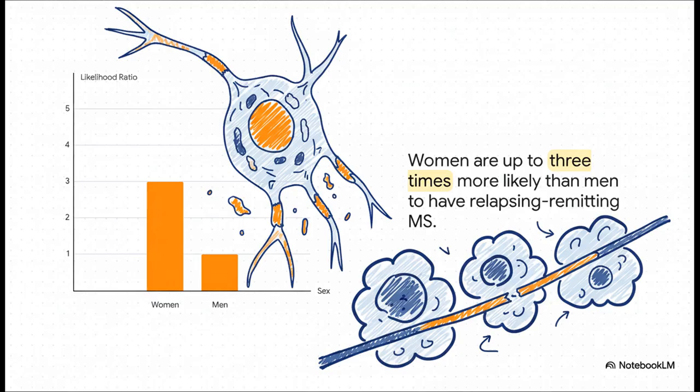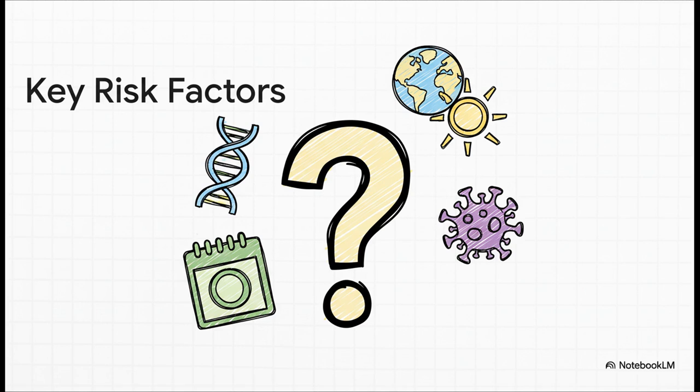We don't know exactly why that is, but it's a huge clue that points towards some kind of hormonal or genetic link. But here's the thing, it's never just one thing. It's almost always a combination of your genetics and your environment.